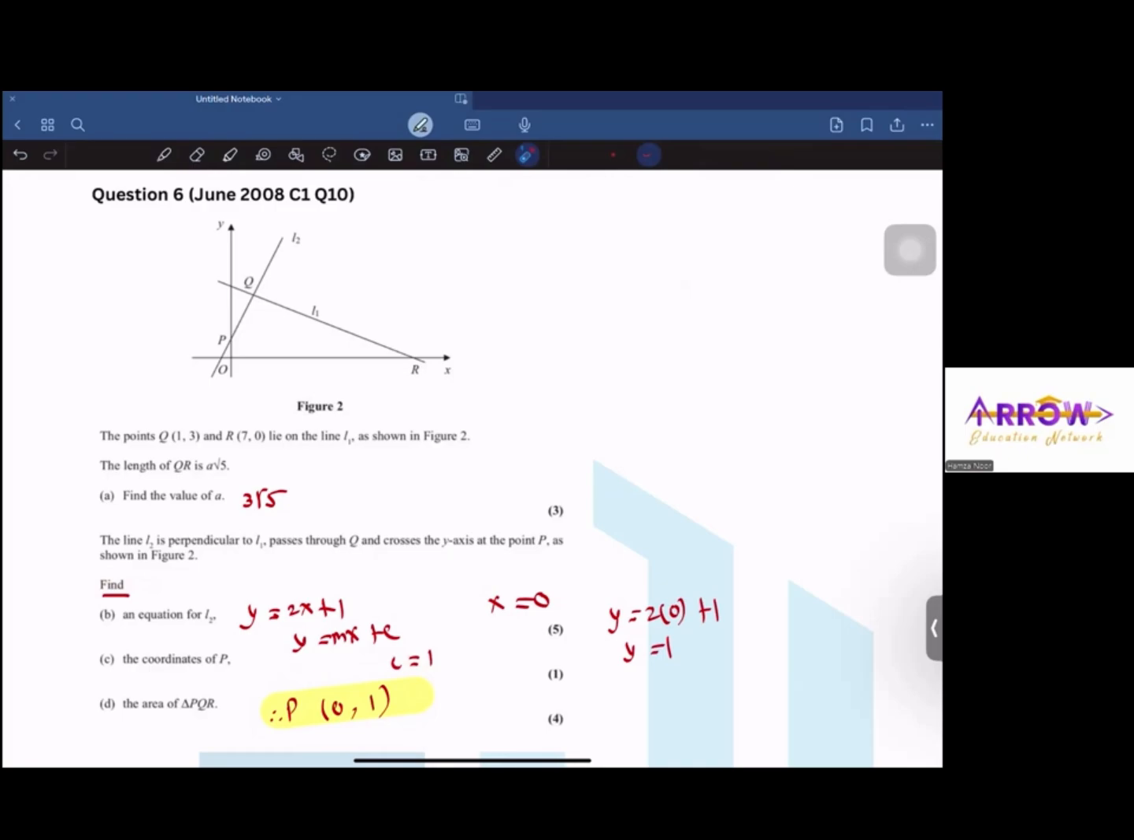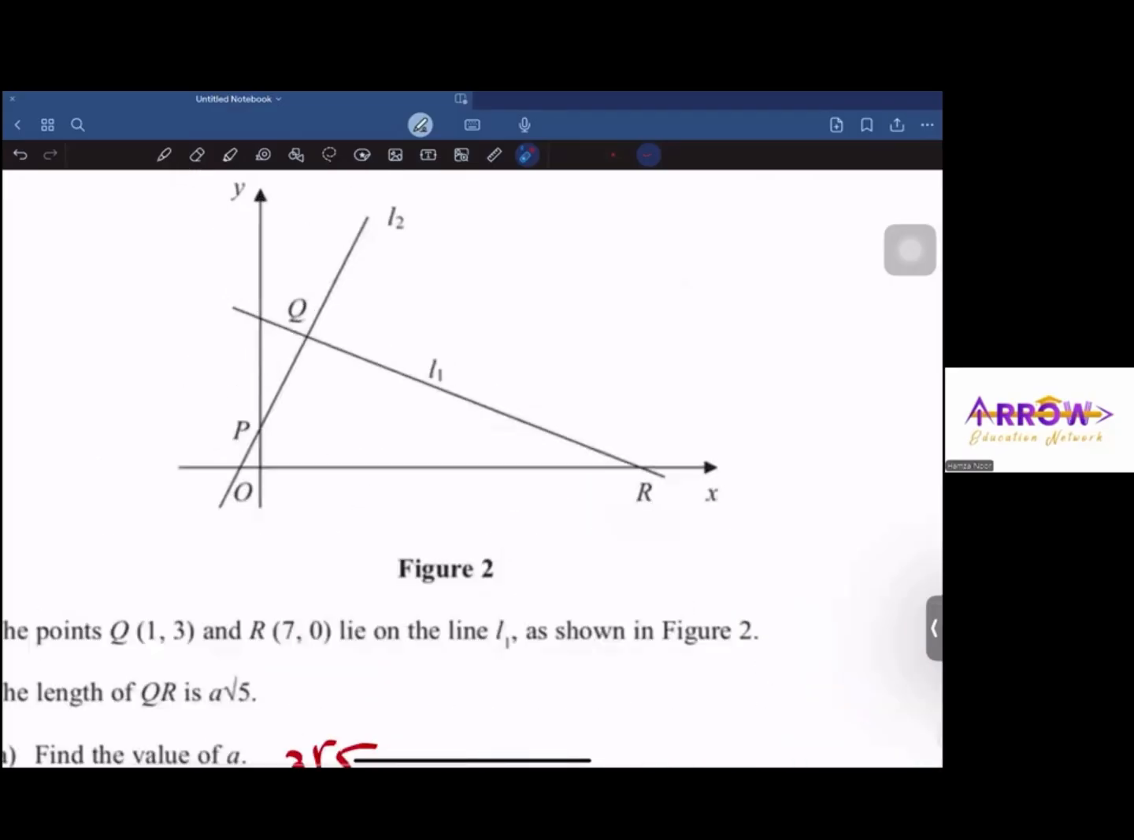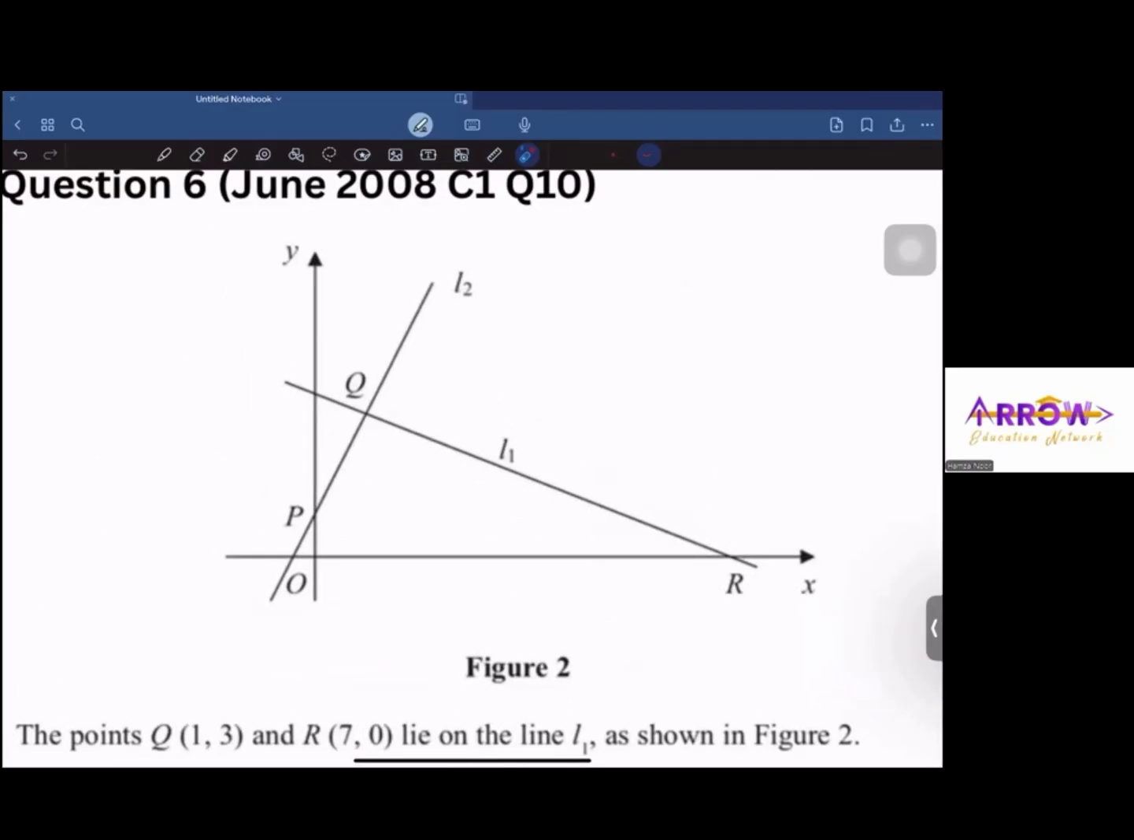All right. Then in part D, you need to find the area of triangle PQR. It's totally up to you. Either you use the shoelace or shoestring method, or you can simply use this sketch. What we know is that L1 and L2 are perpendicular to each other. Therefore, QR is basically the height of the triangle. Okay, as simple as that. And we are just going to connect this point P and R over here. Let me just connect them.